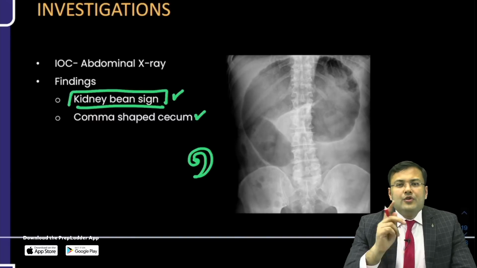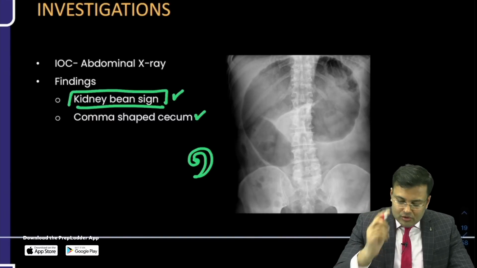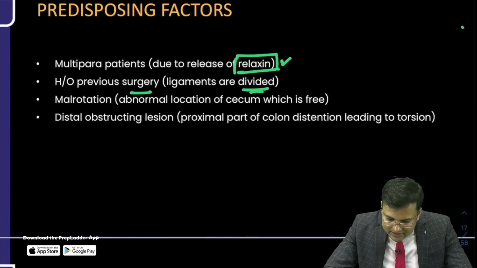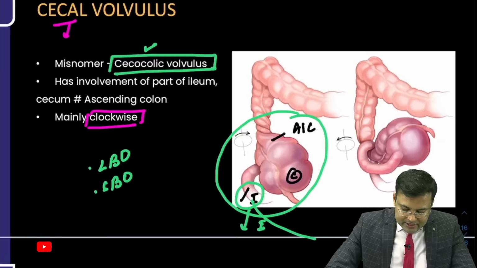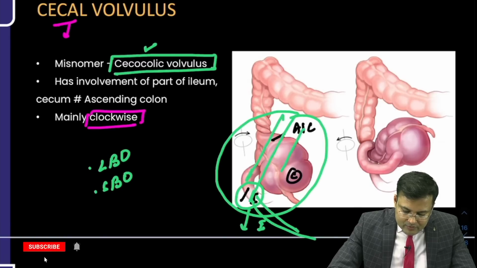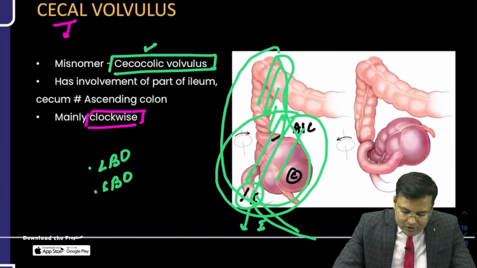Clear? You cannot perform detorsion of cecal volvulus. So, whatever the part of bowel is involved in the rotation, you have to resect it. So, which part is resected? Can you see here? This part is removed. So, I am going to perform iliocolectomy.